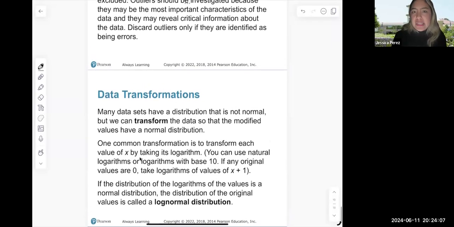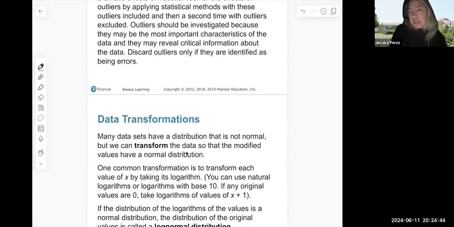And then just the last few. On data transformation, many data sets have distributions that are not normal. So not everything will be normal, but we can transform or modify the data so that we can have a normal distribution. One common transformation is taking the value of x and taking its logarithm. These are just additional things you can do. We're not going to be doing that right now. If the distribution of the logarithms is normal, then the distribution of the original is called a lognormal distribution. We're not going to go that far. Don't worry about that. These are just ways that, in higher statistics, that's what they do. They also use programming or R language to do more statistics in a much faster way.